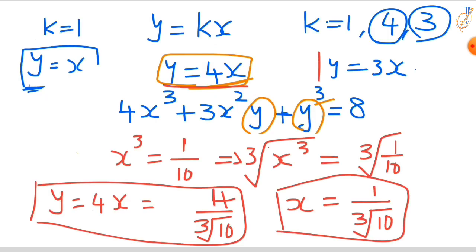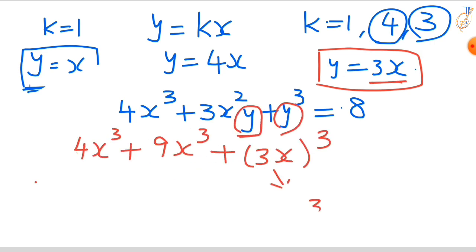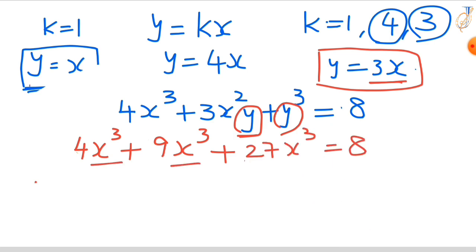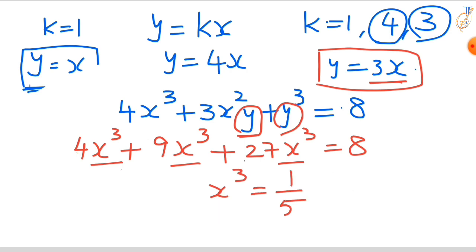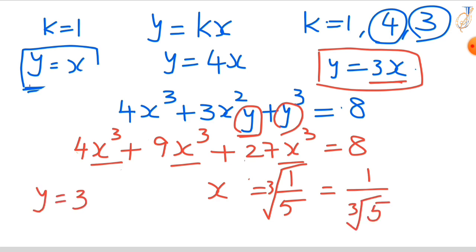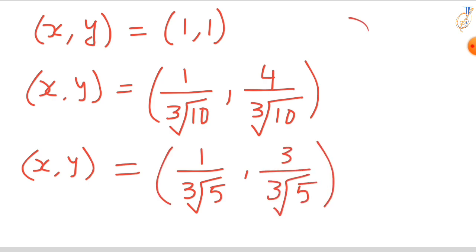Now we need to check the third case, that is y equal to 3x. So 4x raised to the power of 3 plus 3x raised to the power of 3 plus 27x raised to the power of 3 is equal to 8. All terms have x raised to the power of 3, so take it as common. Then I am left with 4, and after adding all these you will get 40. So 40x raised to the power of 3. If you divide both sides by 40, you will get x raised to the power of 3 equal to 1 over 5. Take the cube root on both sides, the cube root and cube get cancelled, so x equal to 1 upon cube root of 5. This is the x value. Now y equal to 3x, and x is 1 over cube root of 5, so the y value is 3 over cube root of 5. So our third root is 1 over cube root of 5, that is the x value, and the y value is 3 over cube root of 5. So these are our 3 roots of this cubic equation.